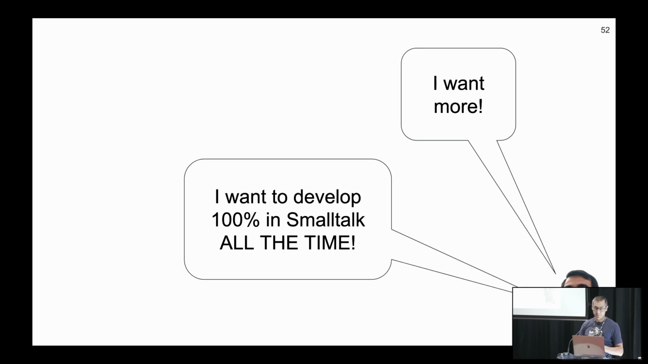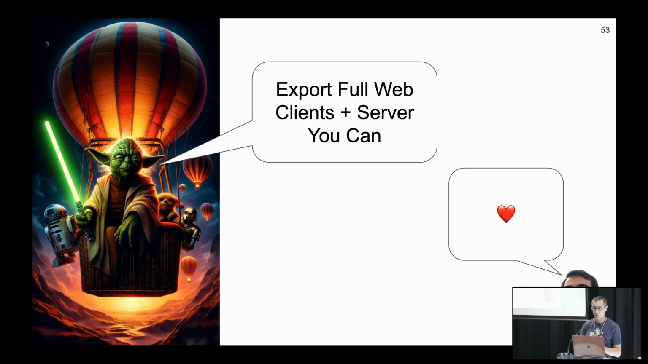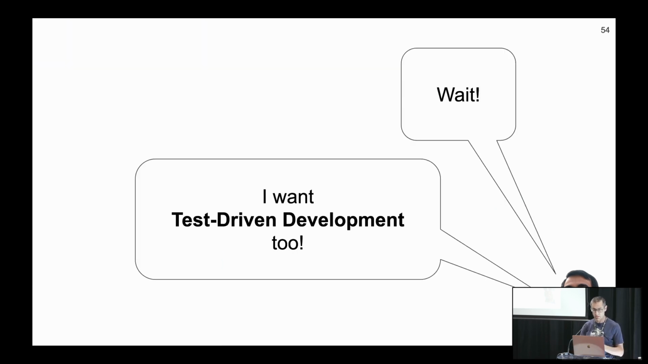And yes, I want more. I want 100% Smalltalk all the time. So what if I have a client-server application? How should I do it? I want to develop in Smalltalk, but I have constraints on my target. My device has few resources. I cannot deploy Smalltalk for some reason. It happened to me. So develop all in Smalltalk and generate the client and server.